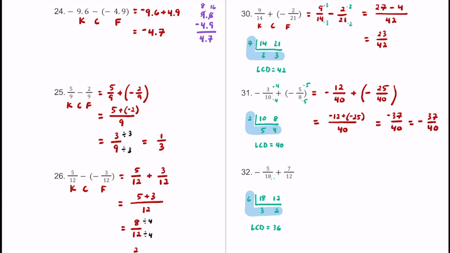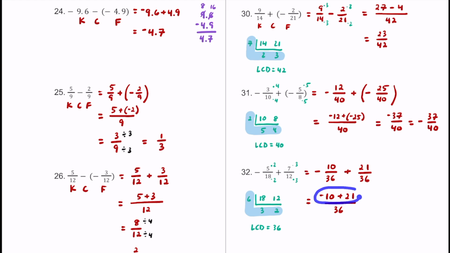So 18 times 2 gets you 36, 5 times 2 is 10, 12 times 3 is 36, and 7 times 3 is 21. So for this first fraction, 5 times 2 is 10 on top, and then 18 times 2 is 36 on bottom. And then we have 7 times 3 is 21 on top, and then 12 times 3 is 36 on bottom. Now this is a negative 10. Let's give that negative to the numerator. So that's going to be a negative 10 plus this 21 on top, and that's going to be on top of 36. That's in the denominator, that common denominator.